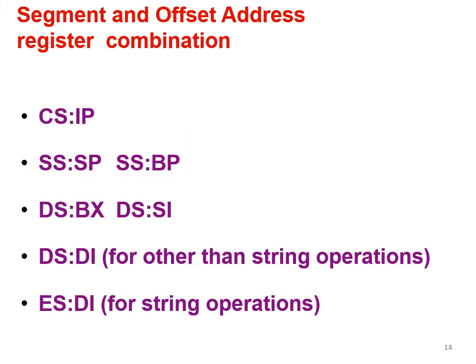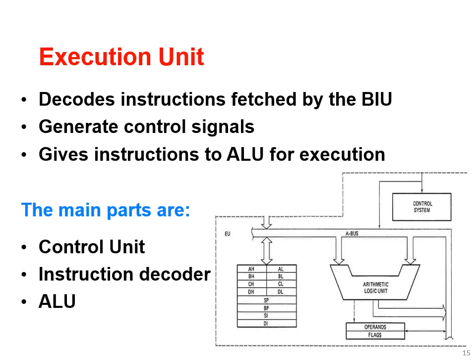So these are the segment and offset address register combinations. For CS, you will have the offset address stored in IP. For stack segment, you have it in the stack pointer and base pointer. For data segment, you have BX, SI, and DI, and for extra segment, you have DI. So these are the different combinations.